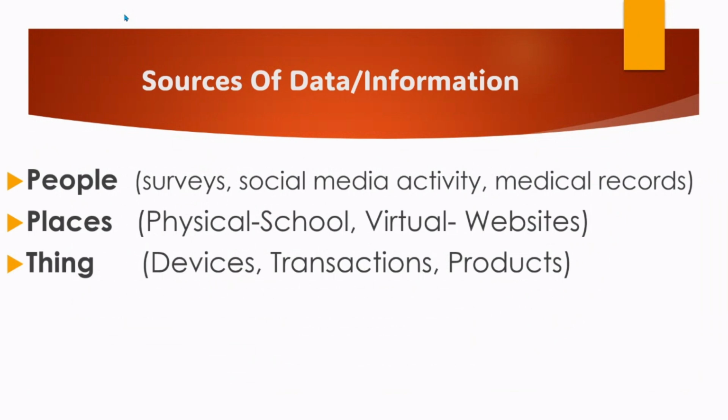We can also source data from places. We're able to collect data from physical locations such as schools, churches, business places, etc. We're also able to collect data or information from virtual places such as websites. Number three, or the third point, things are also considered a source of data or information. We're able to gather information from various things such as our devices, our day-to-day transactions, the labels on products, and so forth.